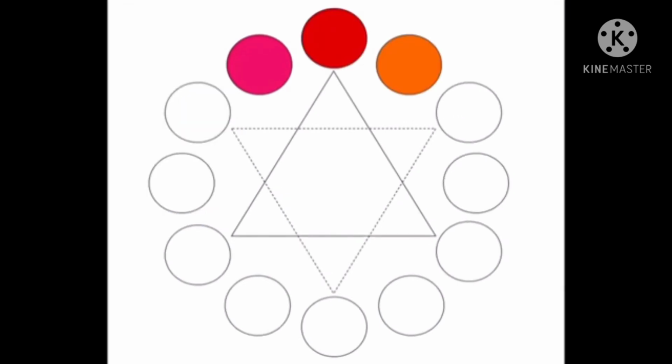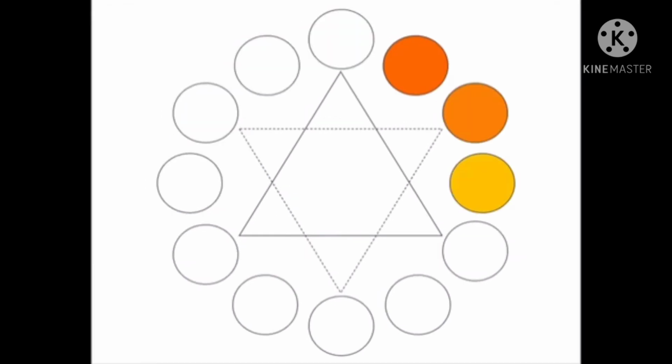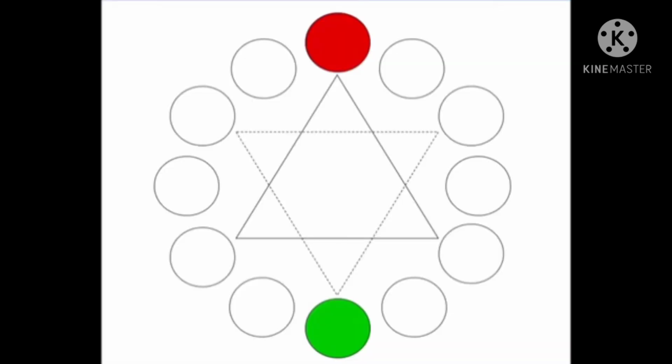Analogous colors. So warm and cool colors are also known as analogous colors. Analogous colors are a harmonious group of 3 or 5 colors that are next to each other.